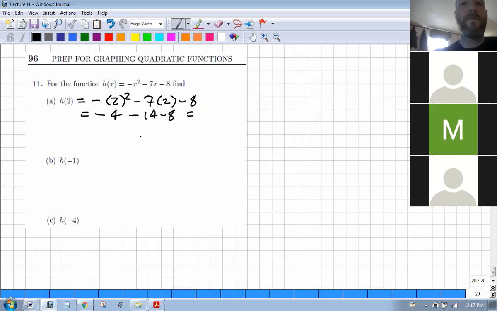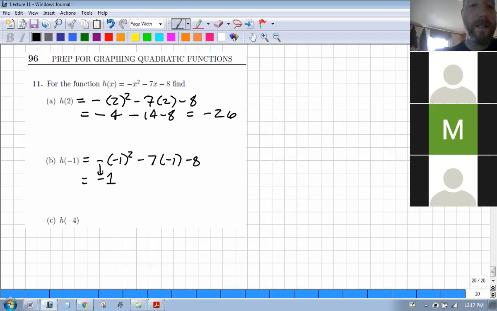I have -14 minus 8. So 14 and 4 is 18, and 8 would be negative 26. H of negative 1, I replace the x with a negative 1. So the negative 1 squared is a positive 1, but I still have this minus sign, right? So negative 7 times a negative 1 is a positive 7. So negative 9 plus 7 would be a negative 2.